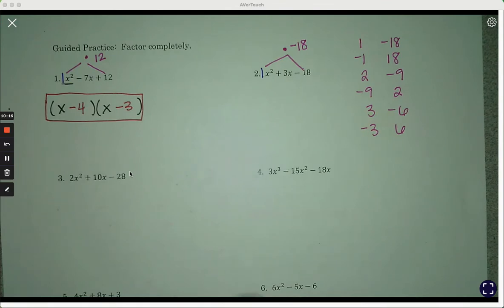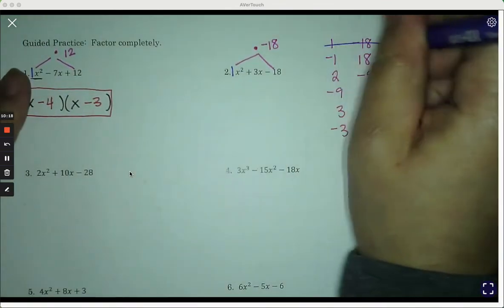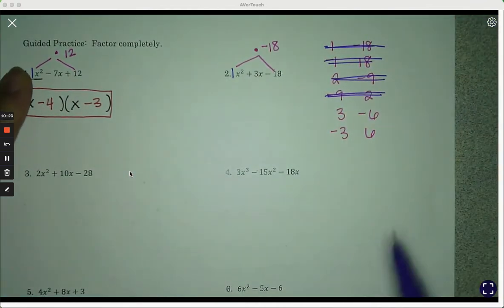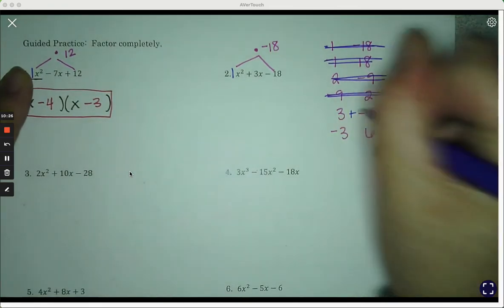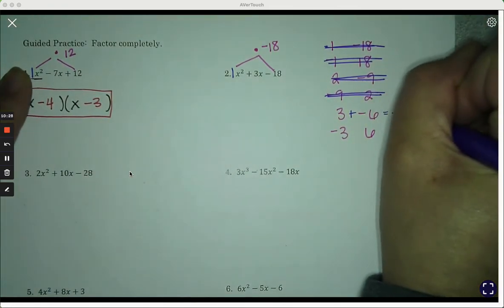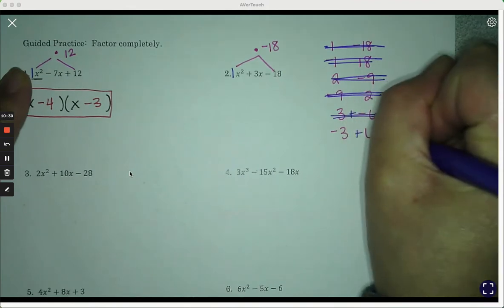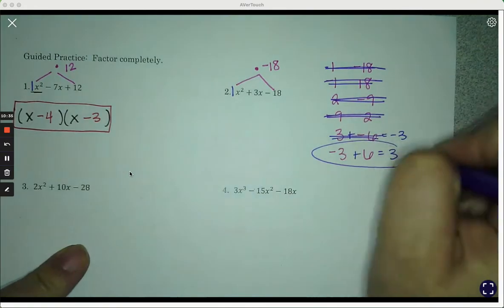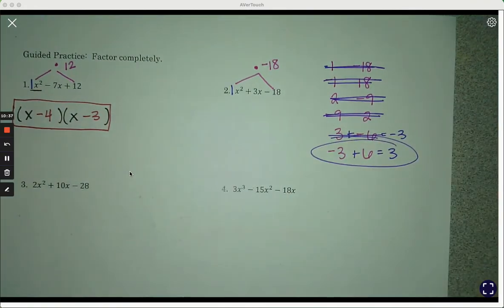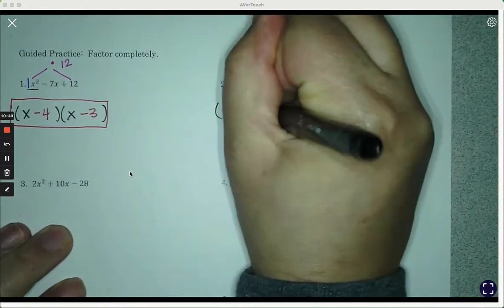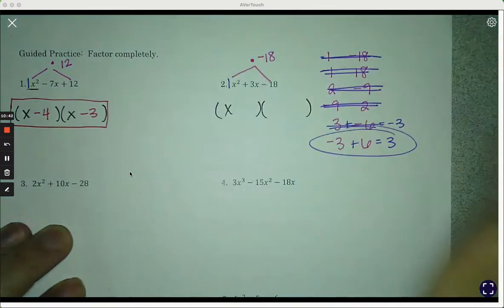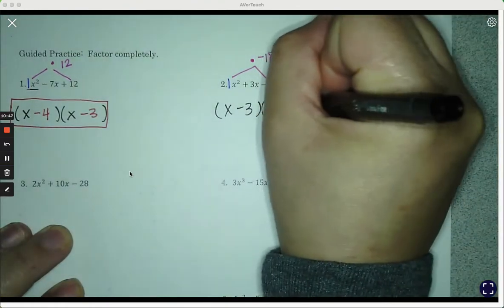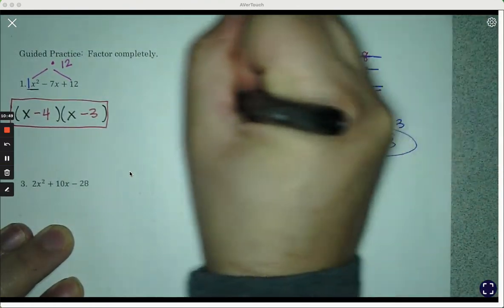So if we're trying to add to positive 3, we know it can't be this one, can't be this one, can't be this one, can't be this one. Okay, 3 plus negative 6 is negative 3, so it can't be this one. Negative 3, positive 6, there we go. So because I know this, when I plug it in here, remember, minus 3, x plus 6. There we go.